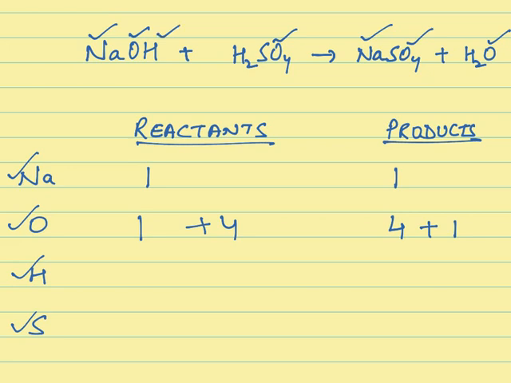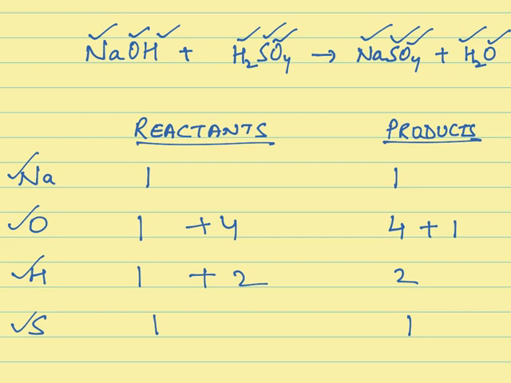Likewise, hydrogen has 1 plus 2 atoms on the reactant side, and hydrogen has only 2 atoms on the product side. In case of sulfur, it is 1 on the reactant and 1 on the product. So we have 1 atom of sulfur on both sides.